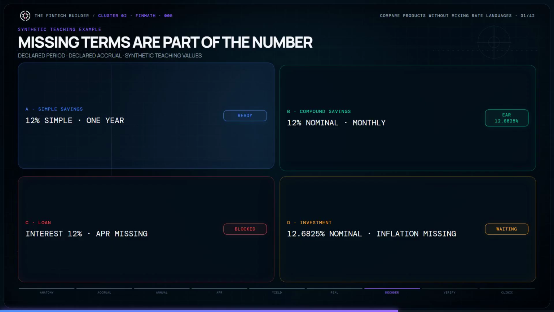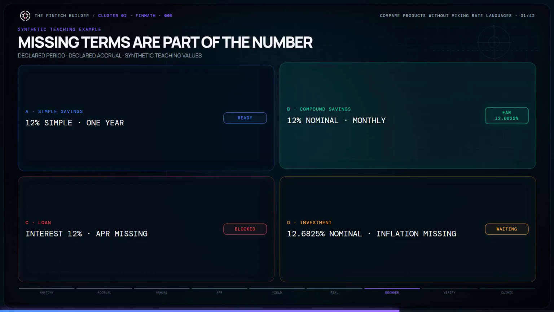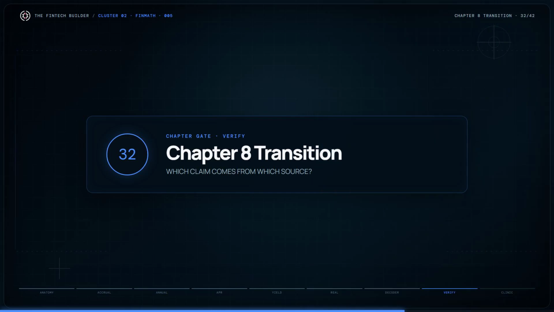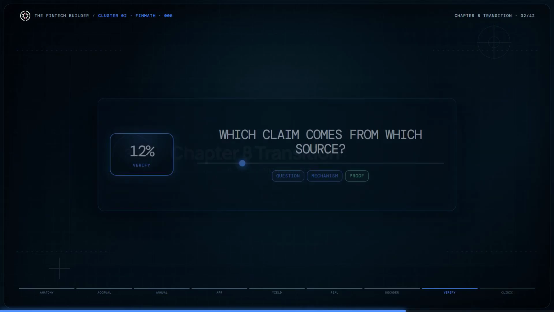First, convert compatible mathematical rates to a common effective basis. Then, inspect fees and regulated disclosures. Then, when purchasing power matters, compare a compatible nominal result with inflation. We will now use the Fintech Builder lessons, current official disclosure sources, and the verified package implementation.